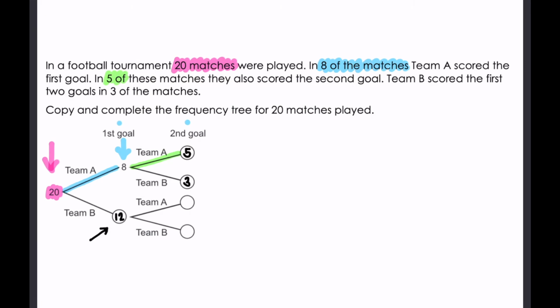Then it says Team B scored the first 2 goals in 3 of the matches. Okay, so in 3 of the matches. So that means that Team B gets a 3, but in total, this needs to total up to this 12, which means that there were 9 matches that Team A scored the second goal.